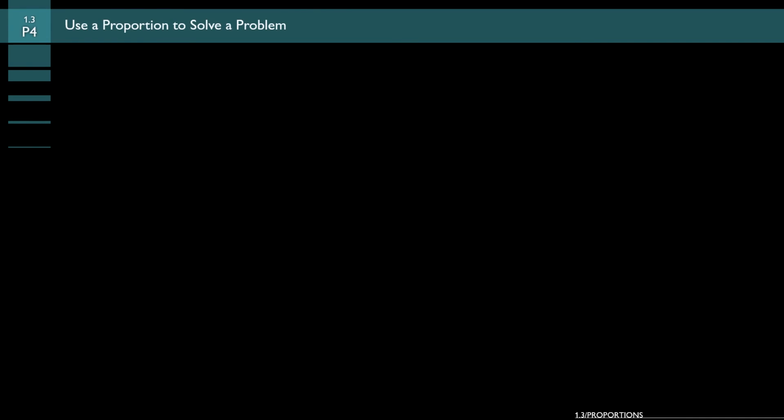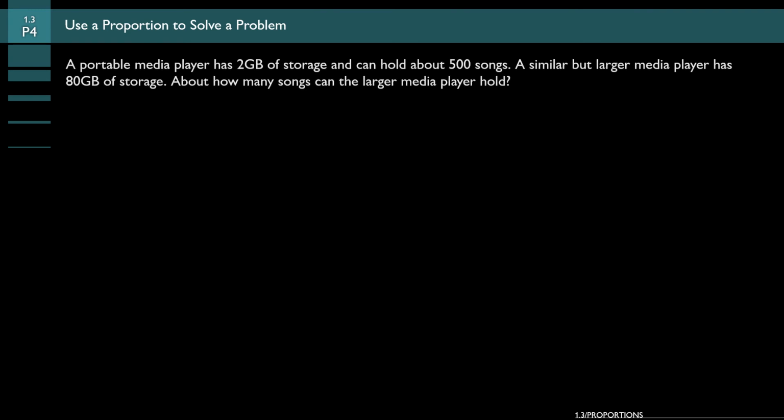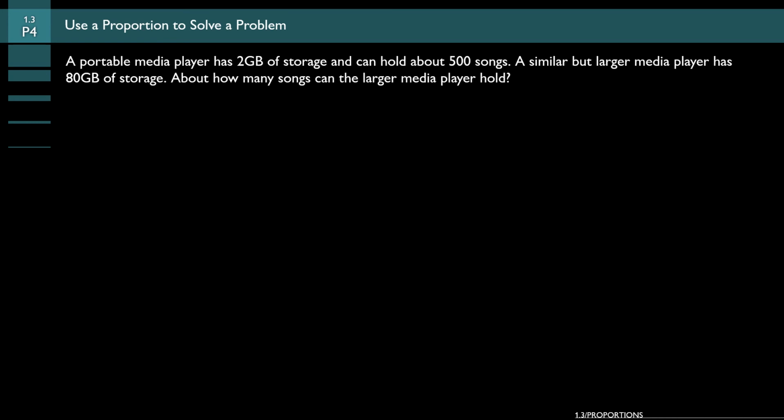In this final question, we're going to use a proportion to solve a word problem. So you're given a portable media player has 2 gigabytes of storage and can hold about 500 songs. A similar but larger media player has 80 gigabytes of storage. About how many songs can the larger media player hold?